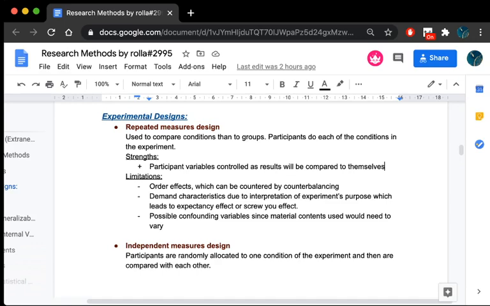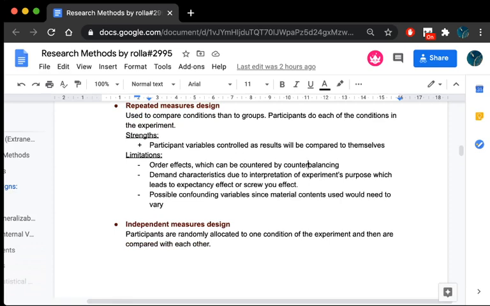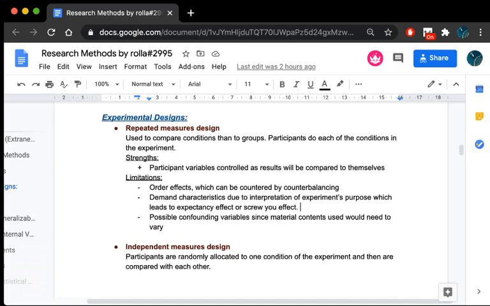So it's good. However, there are also order effects. Basically, the order of the experiment can cause differences in the study, but this can usually be easily countered by counterbalancing. And then another issue with repeated measures design is that it tends to develop demand characteristics, because if a participant keeps on repeating the study, then they would start to guess the purpose of the study, and that can affect their natural behavior.